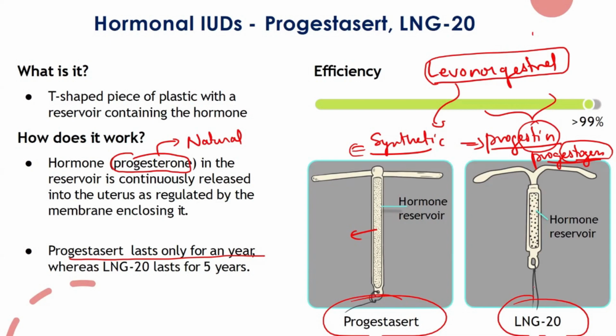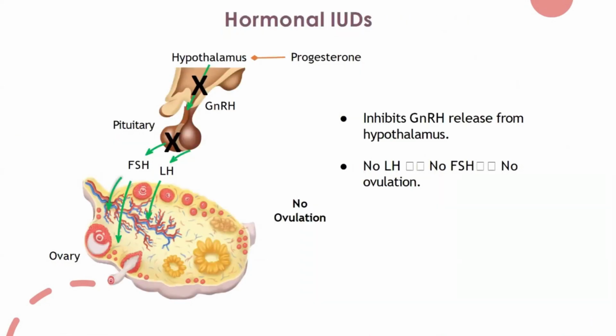They are inserted into the female uterus. One is copper, the next is hormonal devices, which will be releasing progestogen hormones. And we know how this progestogen will act, the same effect as the progesterone. It will act on the hypothalamus and inhibit the GnRH. So there will be no LH, no FSH, and no ovulation will happen. That's how it will act.